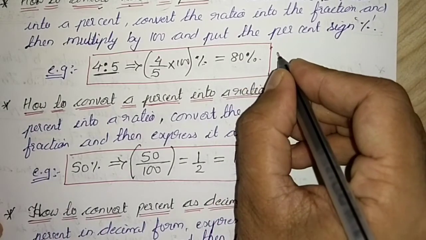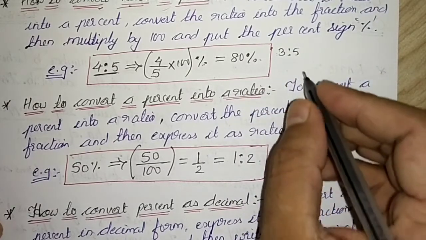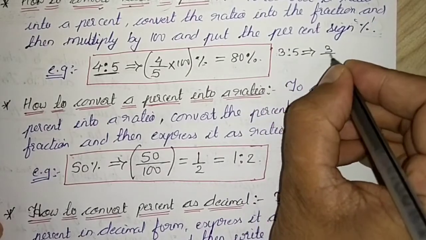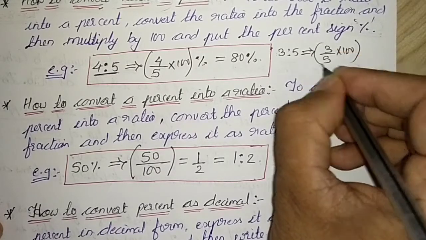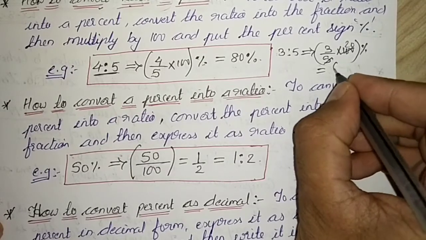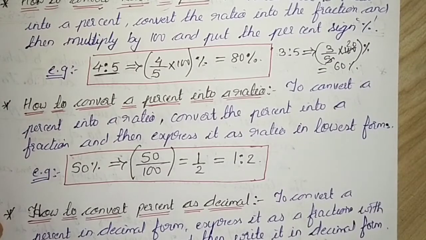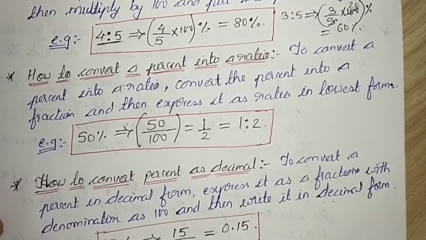Let us take the same example which I have taken, 3:5, suppose they have given. So what will we do? We will take 3 divided by 5, multiply by 100 percent, 5 twenties are 100, which is equal to 60%. Very easy. Let us move forward.